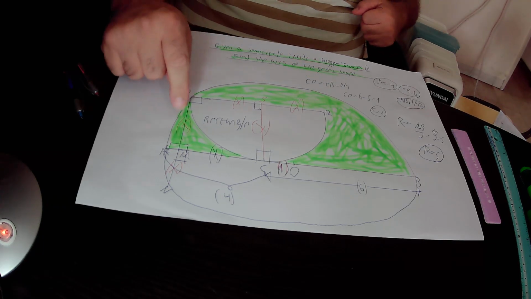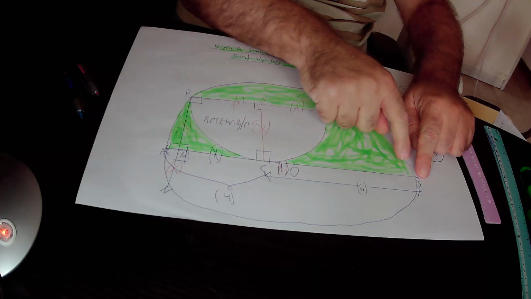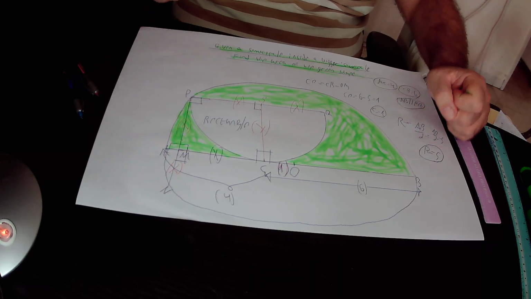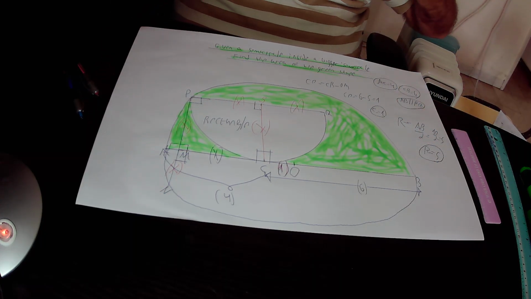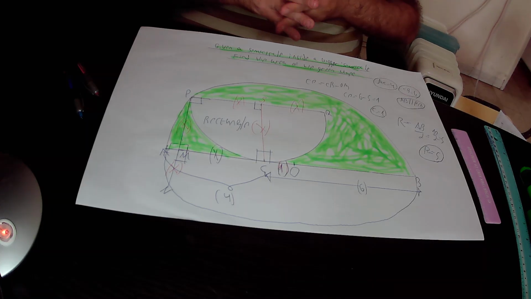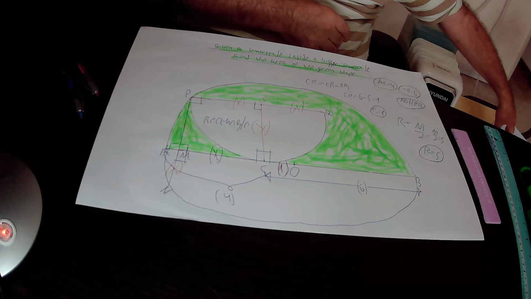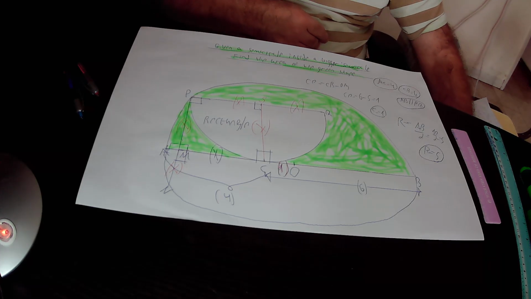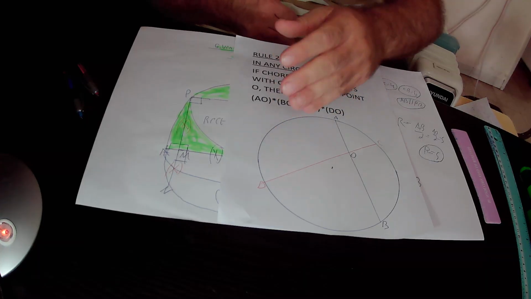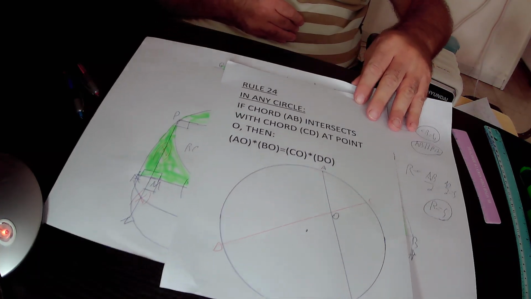Chord AB intersects with chord PN at point M. Remember, you have two chords that intersect with each other inside the circle. You can implement rule 24. Again, rule 24 is true in any circle.